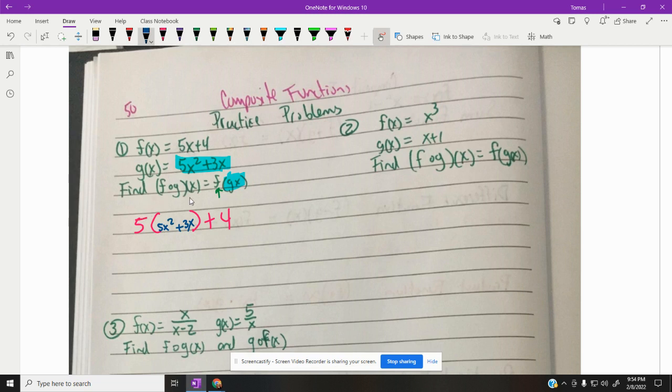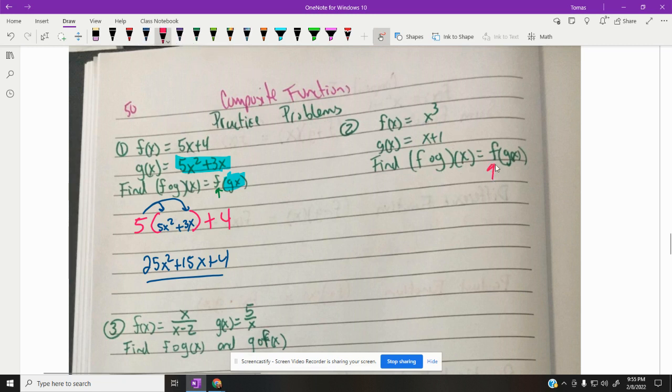Now again, I could multiply this out, I could distribute this, and this will be 25x squared plus 15x plus 4, right? However, I'm not really worried about you doing the mathematical process of distribution or simplifying. My idea is I want us to be able to set up the composite function correctly. That's my main goal, right?